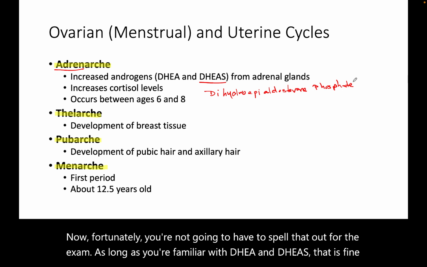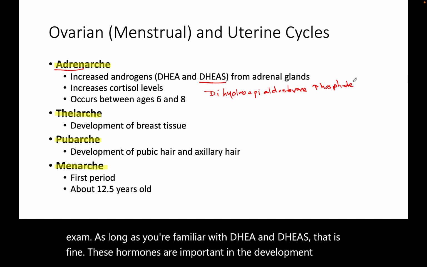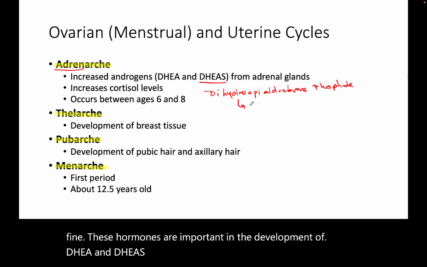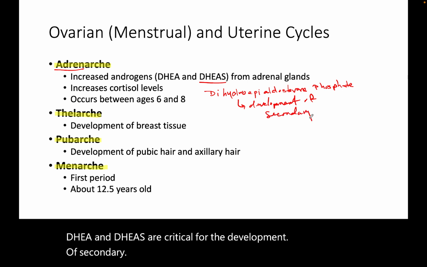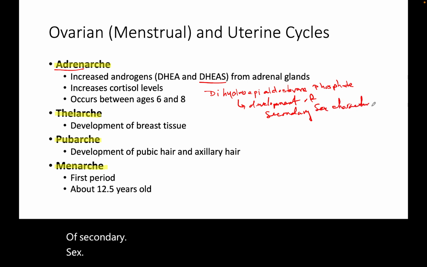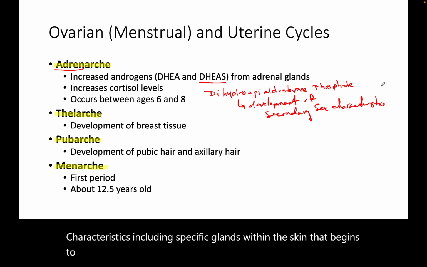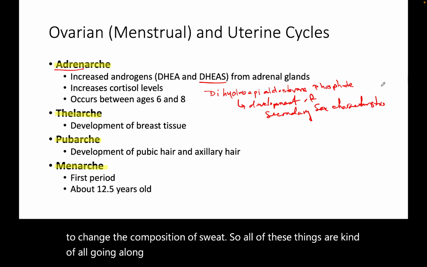These hormones, DHEA and DHEAS, are critical for the development of secondary sex characteristics, including specific glands within the skin that begin to change the composition of sweat. So all of these things are going along during that adrenarche stage.